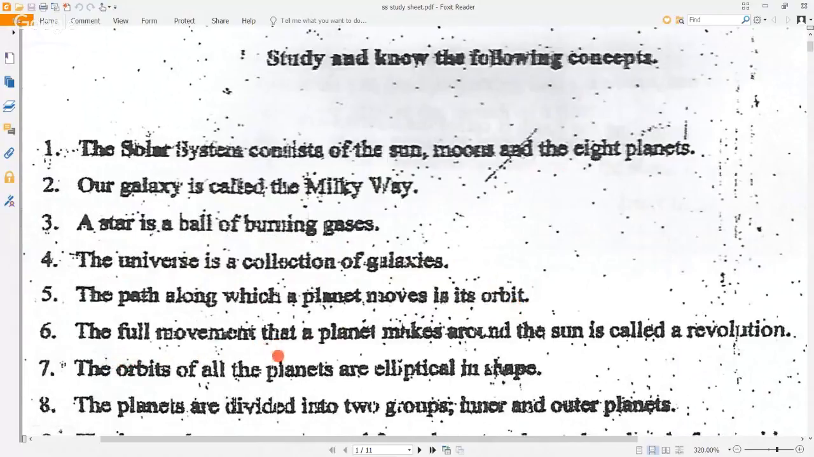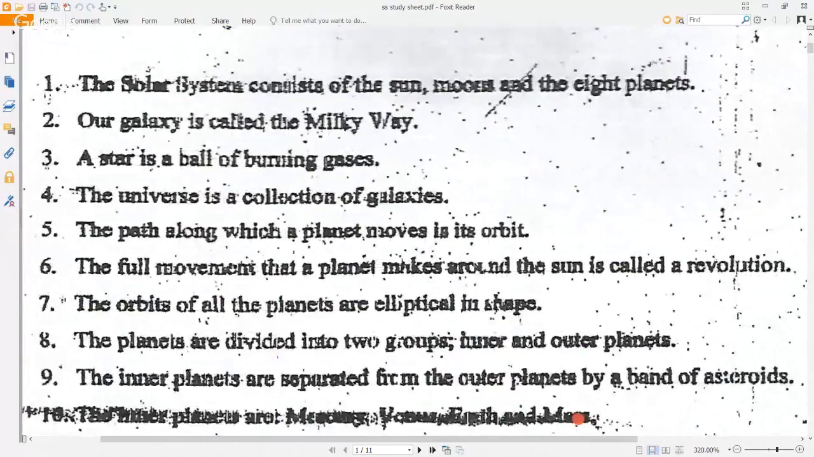The full movement that a planet makes around the sun is called a revolution. And that's in terms of time, a year. So planets that are close will have a shorter year, while planets that are further from the sun will have a longer year. The orbits of all planets are elliptical in shape. The planets are in two groups, the inner planets and the outer planets.